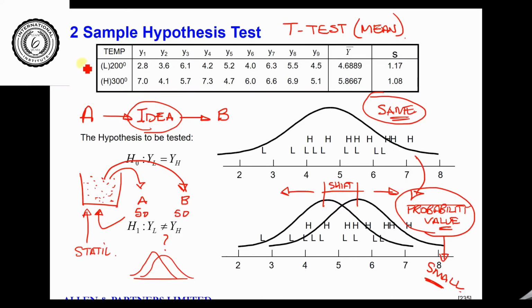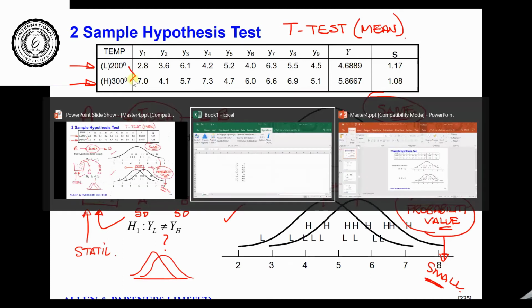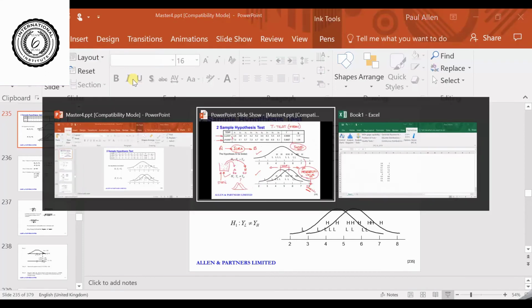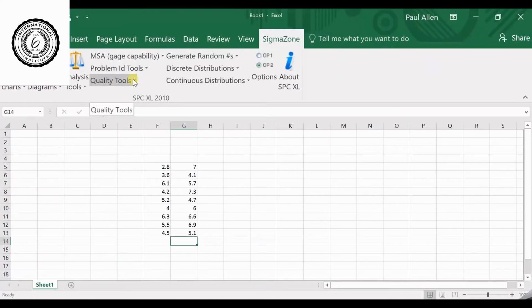So I've got these two data sets, and the scenario is that the engineer thinks that the temperature makes a difference. He's taken 9 samples at a low temperature, 200 degrees. He's taken 9 samples at a high temperature, 300 degrees. And of course, there's two possibilities. This could be the possibility that the process is just two samples from the same distribution, or it could be that there are two separate distributions, and therefore temperature does make a difference. So that's what we're trying to answer. Does temperature make a difference? Did it really create that shift? Let's go back to Excel. So we've got the two data sets.